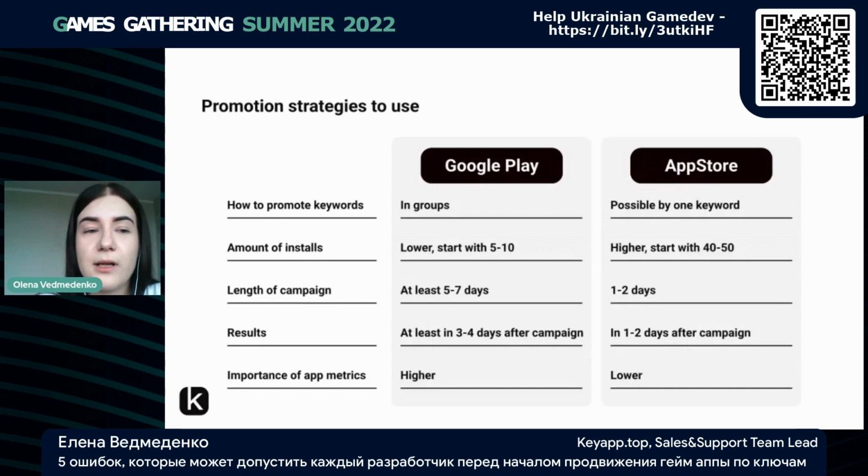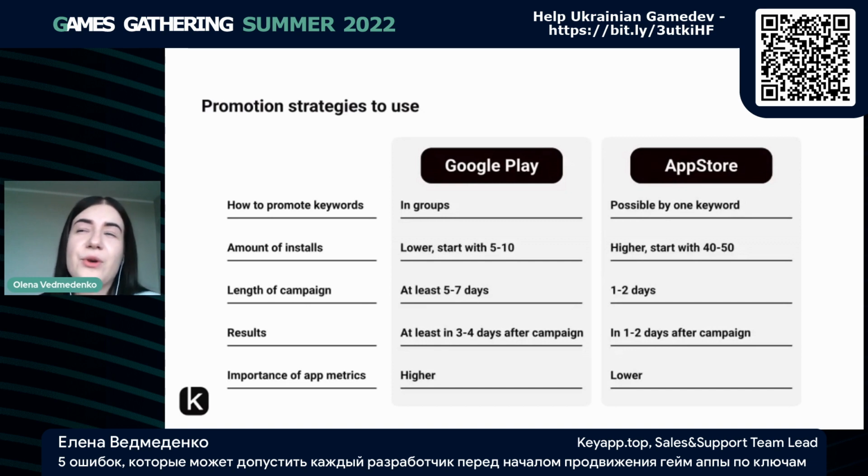So also, I would like to pay attention to the differences between stores and the differences we have in promotion strategies. To be honest, very often a developer or a marketing manager who usually works with Google Play starts to work with App Store, and the same strategy may be applied, but that's not correct, as the stores' algorithms are completely different. For example, if you are talking about keyword promotion for Google Play, it is better to promote your app for search requests connected with each other.